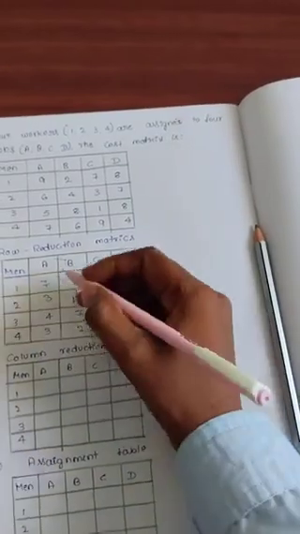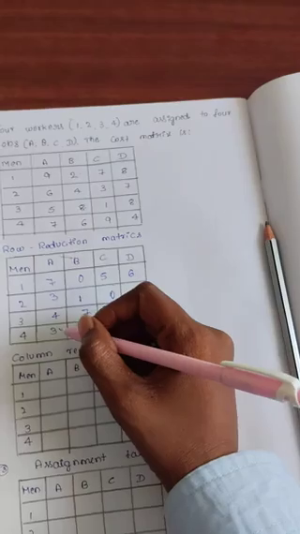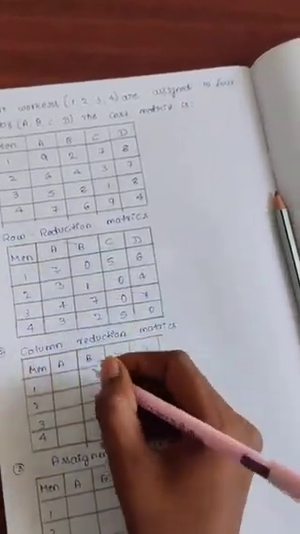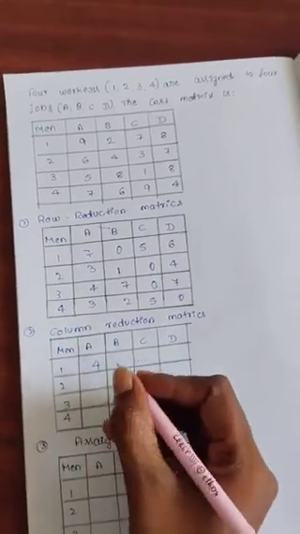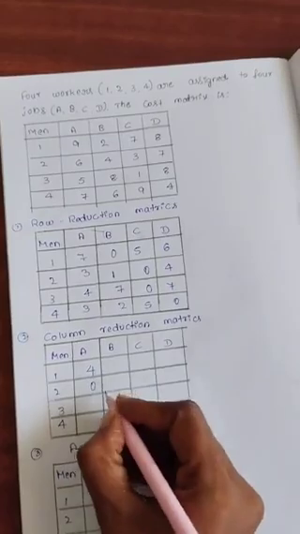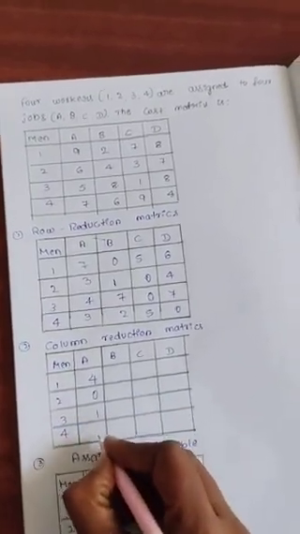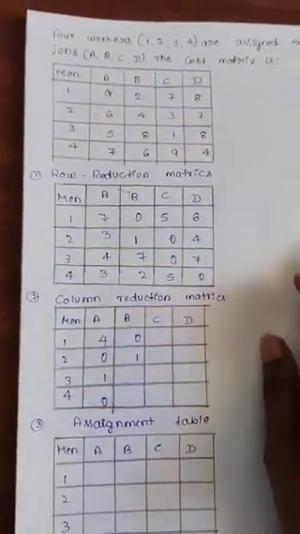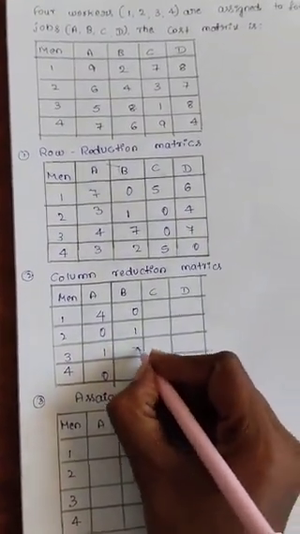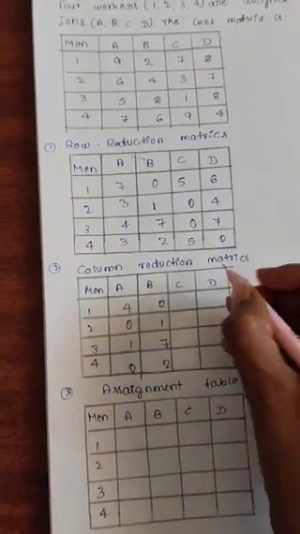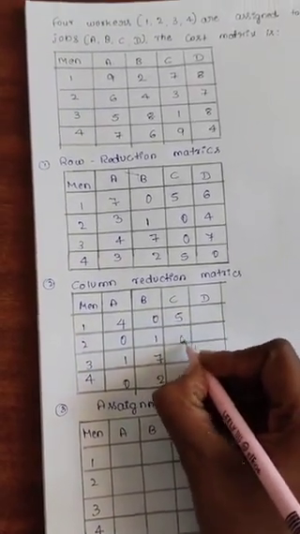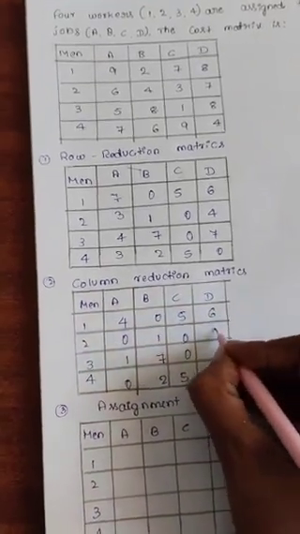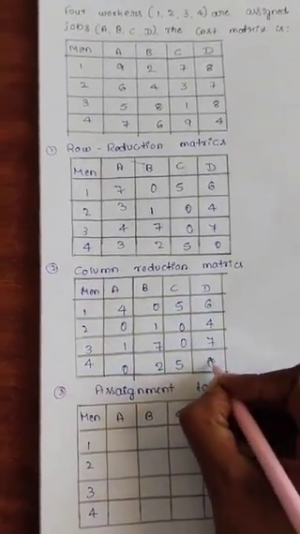Column minimum is 3. 7 minus 3 is 4. And 3 minus 3 is 0. And 4 minus 3 is 1. 3 minus 3 is 0. And this column is 0. The other columns stay the same: 0 1 7 and 2. This is also 5 0 0 and 5. This is also the same: 6 4 7 0.